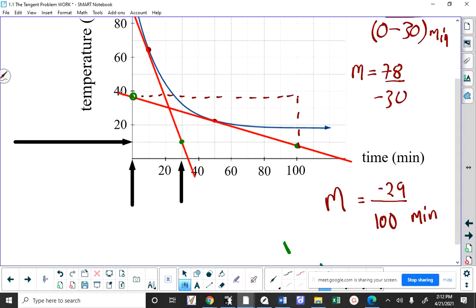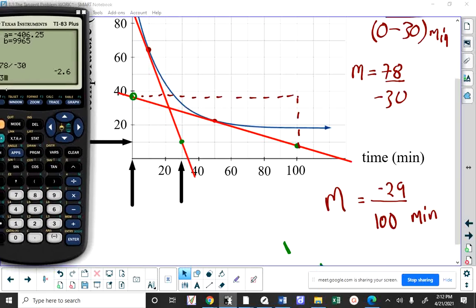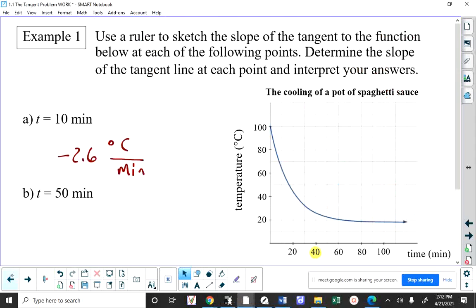$37 minus 29. 37 minus 9 is... 30. Oh, minus 8. I said that was 8. So 37 minus 8. There we go. I want to make sure. You get negative 0.29 is what I get. You get in the neighborhood of that.